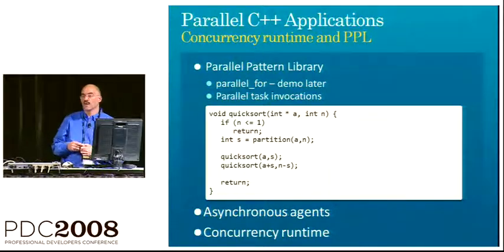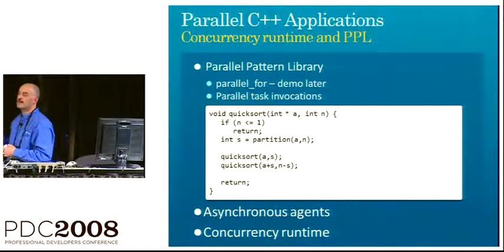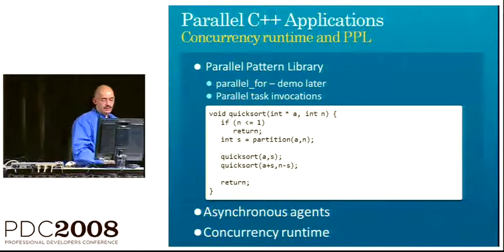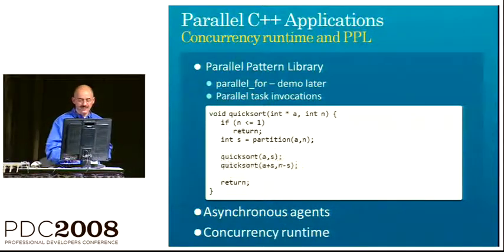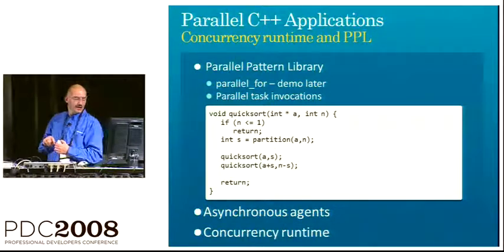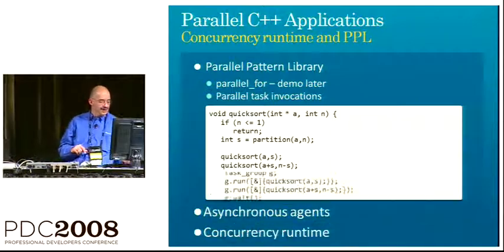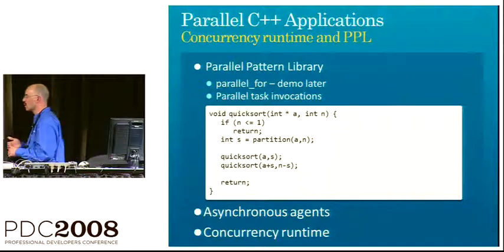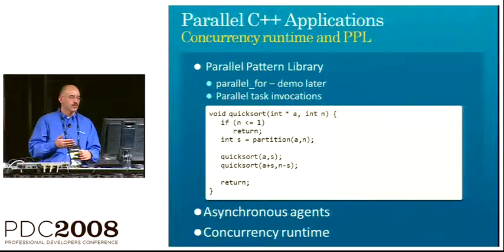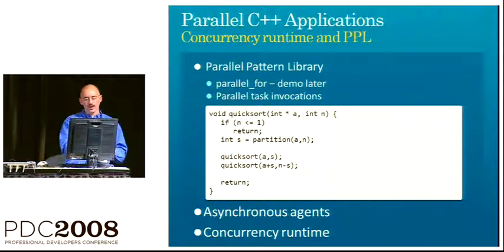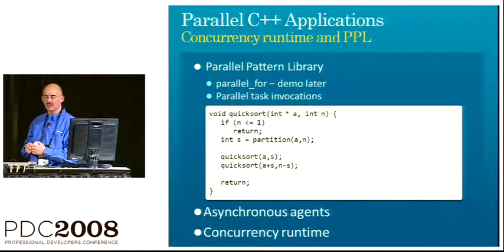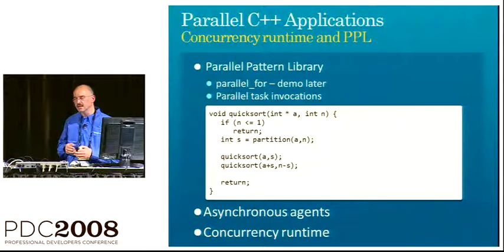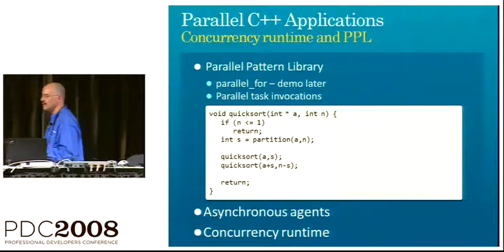There's also a way of invoking multiple statements in parallel. And we call that the task group primitive. So here's a quicksort, for example. Quicksort is recursive. Here I'm calling quicksort again with different pieces of the data. And I want to parallelize this. Well, I know that I can run these two quicksort functions in parallel.